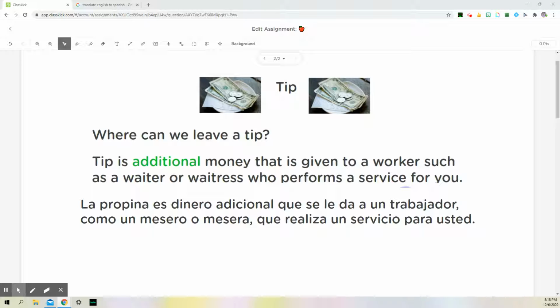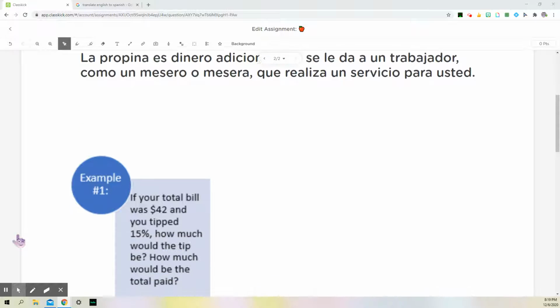Usually, when you go out to a restaurant, you tip 15%. That's the standard. But if it's good service, you can leave more money. And if it's bad, obviously, you can leave less. But let's talk about how to determine how much we're going to tip.